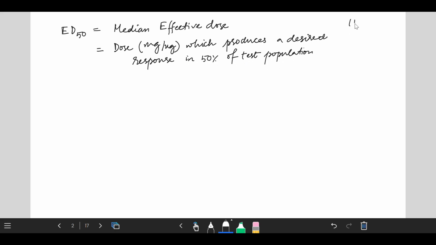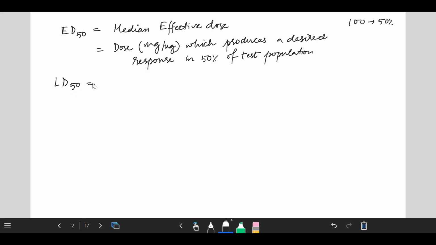It means you are taking 100% or 100 people. Among these, if 50% of people get the desired response at that dose, that is denoted as ED50. Now what is LD50?